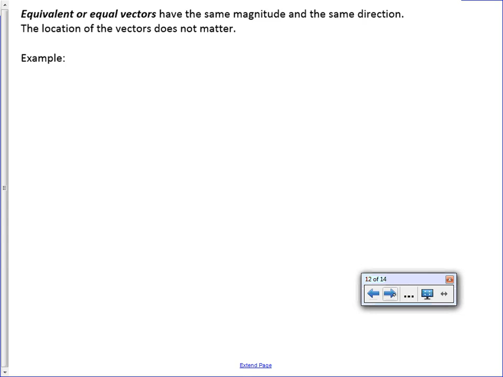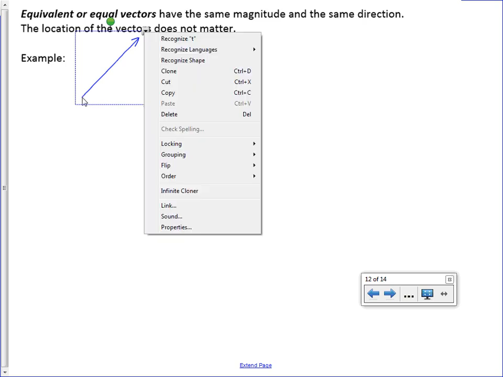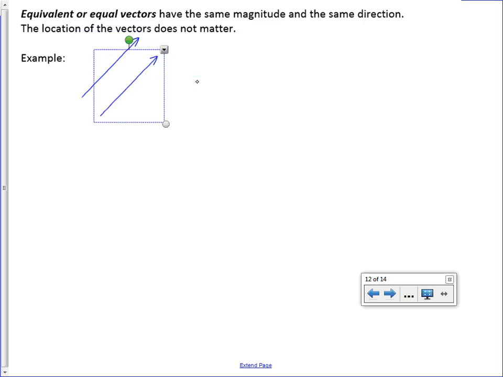Equivalent or equal vectors have the same magnitude and the same direction, but the location of the vectors does not matter as long as wherever they start and wherever they end, they have the same magnitude and direction. So what that's saying is, again, let's draw a random vector. And now I can do this, but you can't, so haha, but okay. I just created an equal vector. Because what is it? It can start at a different location, but has the same magnitude and same direction.